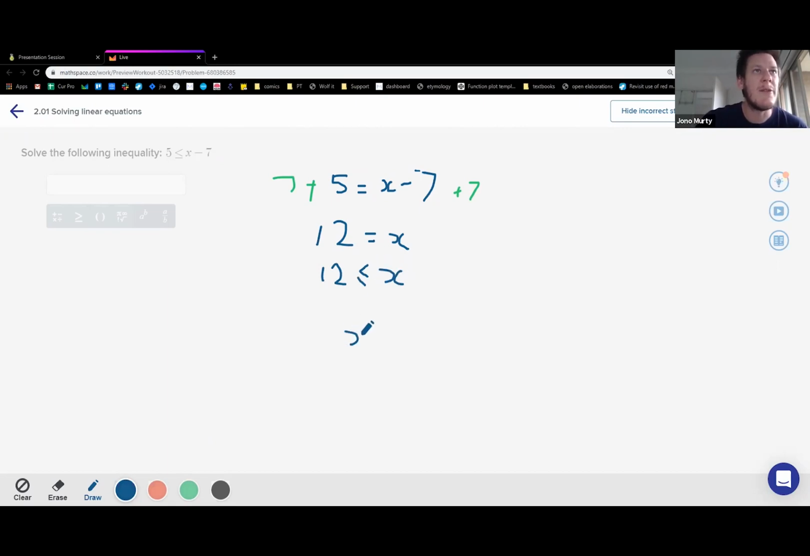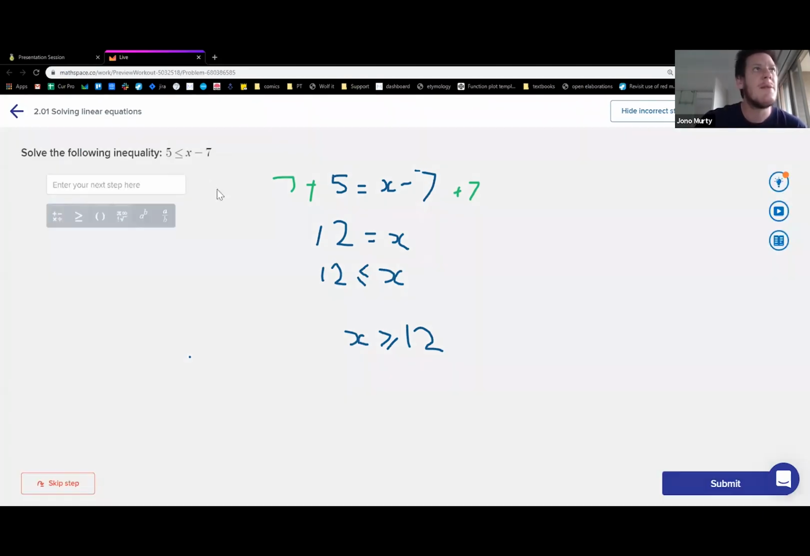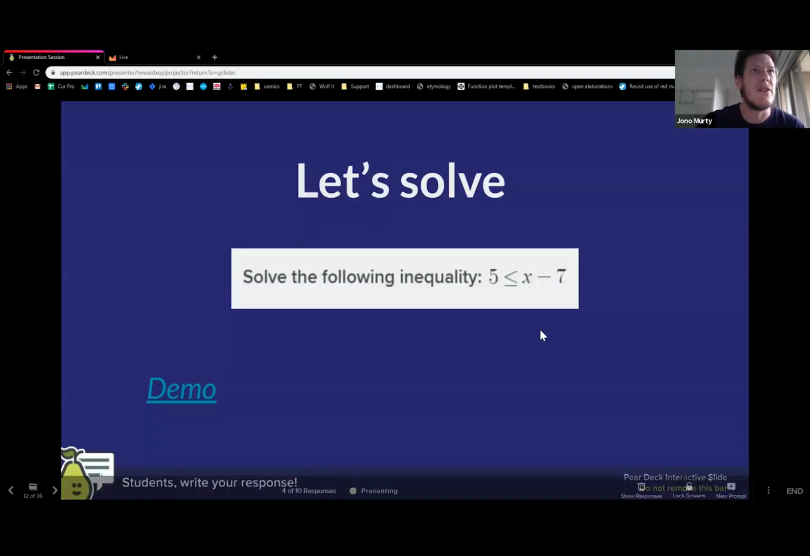Or we can write it the other way around, with the letter on the left-hand side. When you do that, just remember to change the sign. Obviously, if 12 is less than or equal to x, x has to be greater than or equal to 12. And we can put that in. If you're using Mathspace, you can just do the greater than symbol and then hit the equals, and that will come up as your answer. x is greater than or equal to 12. There we go.